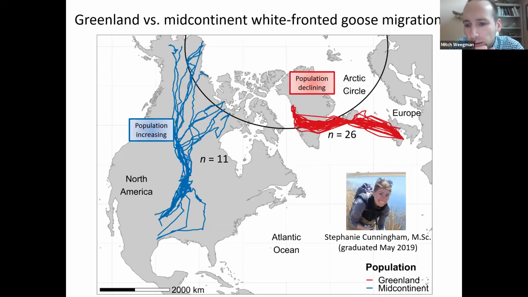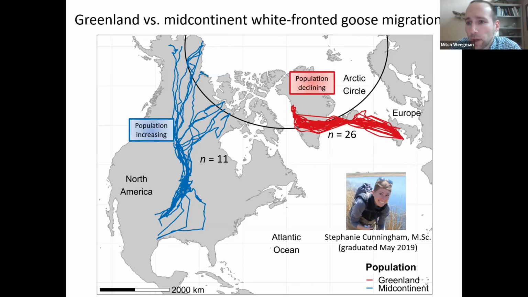This work was led by a former master's student of mine, Stephanie Cunningham. She finished about 1.5 years ago. And we used tracking device data, which I'll talk about in detail in a minute, for both populations. So we had about 26 individuals that we had full tracks for on the Greenland side. These Greenland white-fronted geese breed in West Greenland. They stage in Iceland, and they winter in Ireland and Scotland.